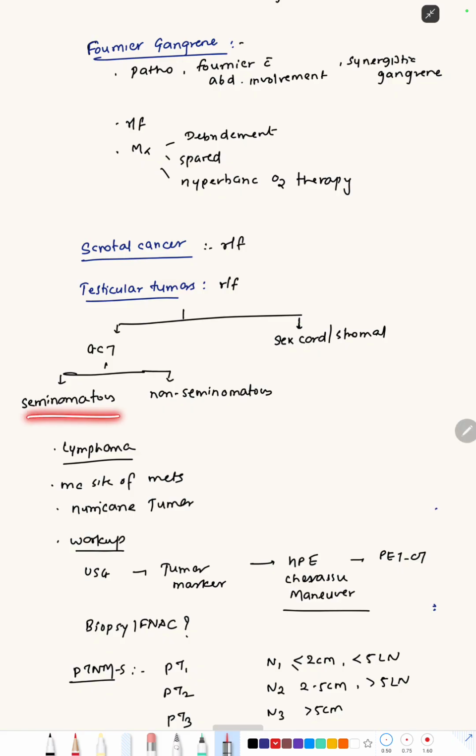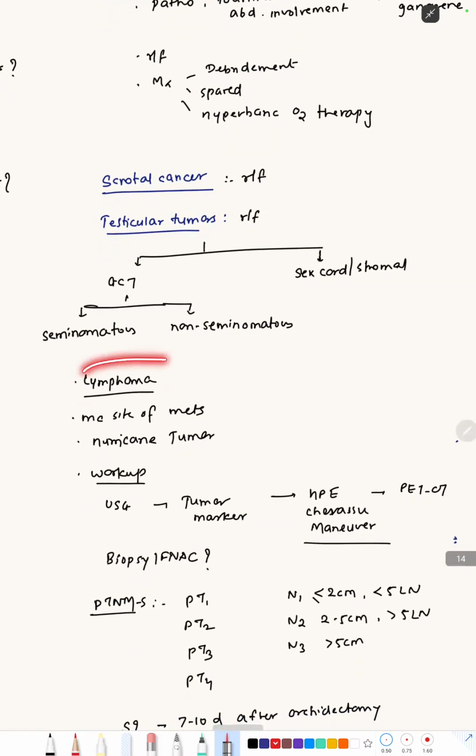While germ cell tumors, they are divided into seminomatous and non-seminomatous. Seminomatous is the most common, while in non-seminomatous tumor there is choriocarcinoma, yolk sac tumor, teratoma, and embryonal carcinoma. Now, testicular lymphoma is the most common tumor that is found in adults and the elderly population, and it's the most common bilateral testicular tumor as well. Seminomatous tumors, the alpha fetoprotein levels, they are never raised in seminomatous tumor.